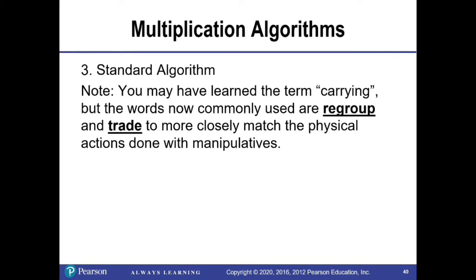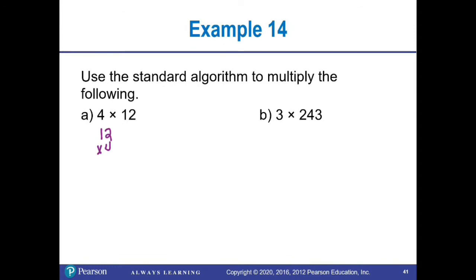Our next algorithm is the standard algorithm that you are probably familiar with. This is probably the way that you learned to multiply. You may have learned the term carrying, but now we use the terms regrouping or trading so that it matches what we do with the manipulatives. First, we have 12 times 4. So 2 times 4 is 8, and 1 times 4 is 4. And our answer is 48.